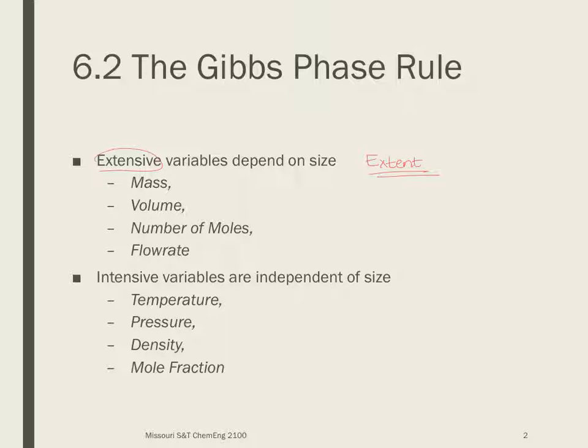Now, the opposite of extensive is intensive variables. Intensive variables are independent of size. Temperature is the same whether I've got something teeny or large. That doesn't change how much temperature something has, right? Or the pressure. It's per unit area, so it's already taken into account the size. So no matter what the force per unit area is, it could be applied over a small surface or a large surface. So temperature and pressure are independent of size.